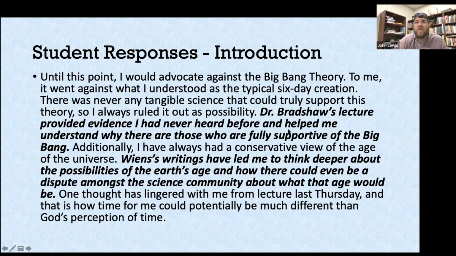Here's another introductory paragraph in a unit where we covered age of the universe and age of the earth. I have them read Roger Wien's article from ASA about radiometric dating, but they talk about how they heard evidence that they'd never been exposed to before, and have changed their understanding. Wien's writings help them understand why scientists say the Earth is old, and where the disputes come from. And I found that really helpful.